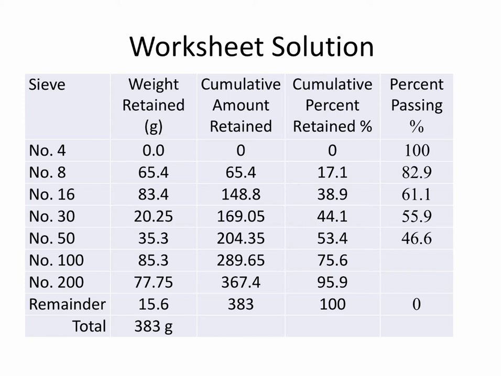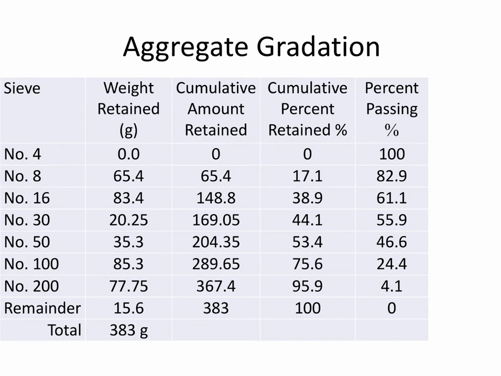We'll use this information, but we also want the percent passing. So how much of the sample was smaller than any particular sieve size? And fortunately, this is a super easy calc. Just subtract the percent retained from 100. So go ahead and get 100 and 200. And what you should find is 24.4% and 4.1% is what was passing. So hardly anything passed the number 200 sieve. It's a pretty large sample.